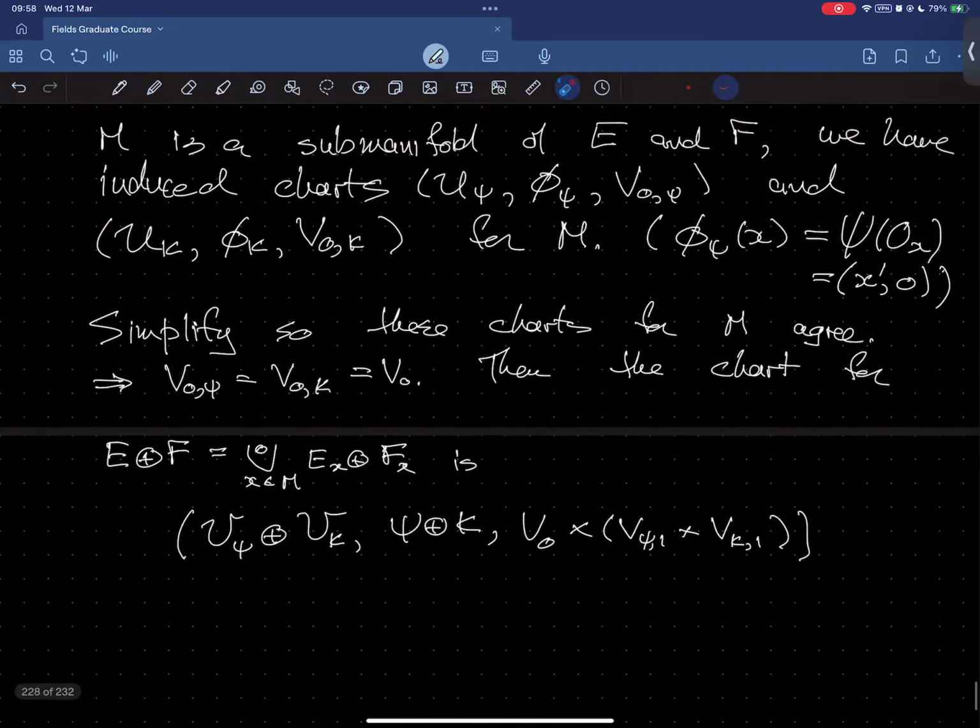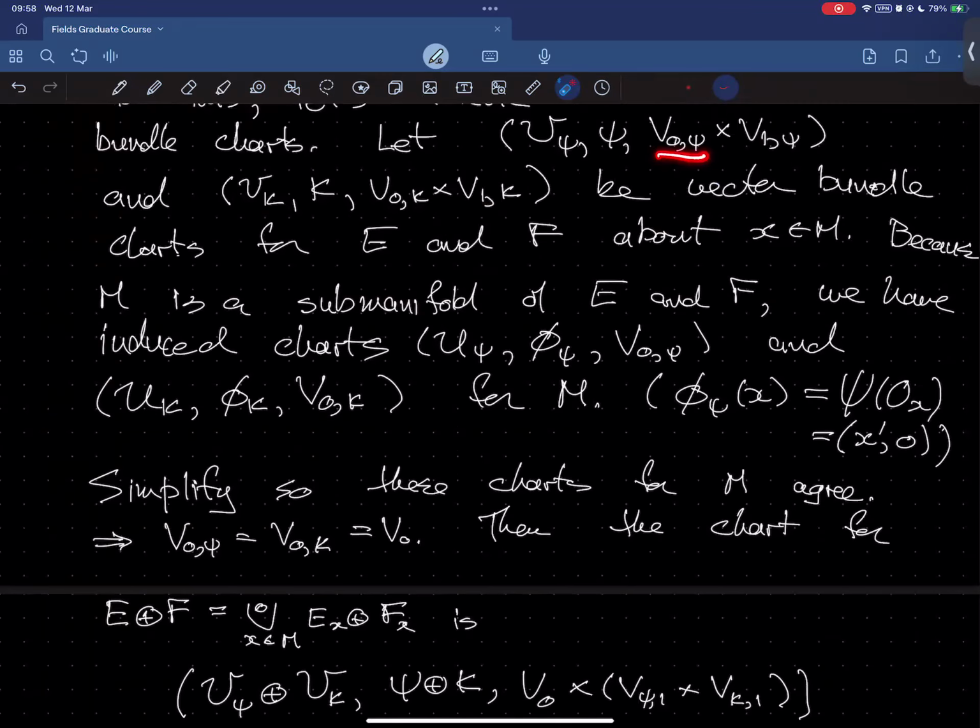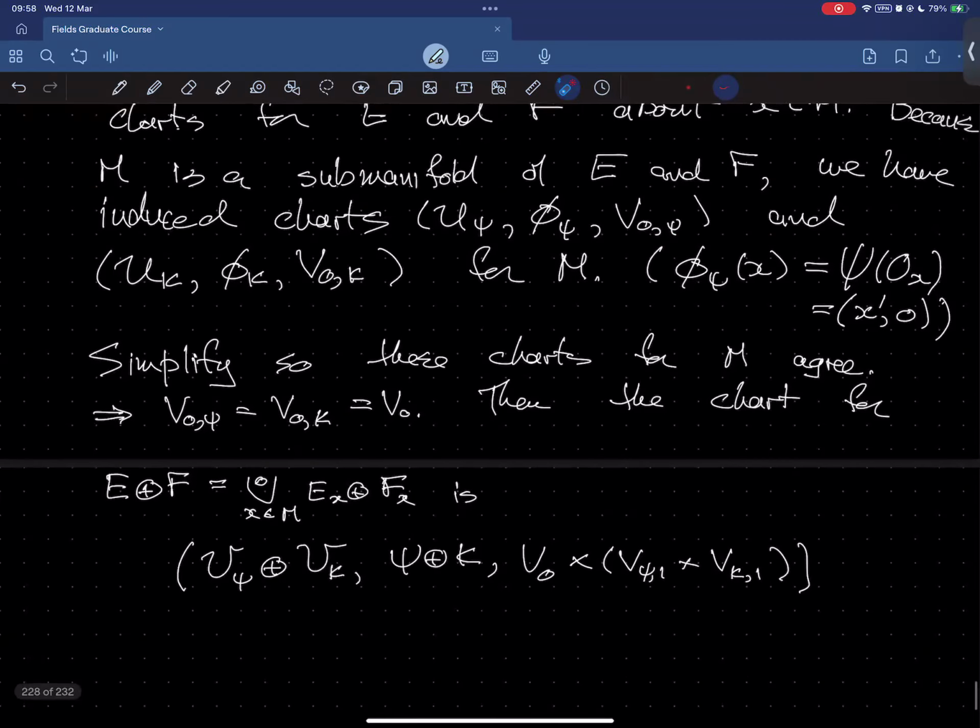Okay, so remember my original things had a V. Oops, did I get that? I forget now which order I put these in, whether it's V psi 0 or V 0 psi. I think it's V psi 0. I've done both here just to cover myself. But I've assumed that the V0 parts are the same by making the charts for M the same. And so that's just the M part. And then these are the fiber parts, right? So the fiber for E and the fiber for F. And you could put direct sum there if you want.